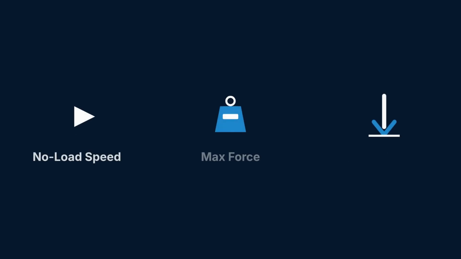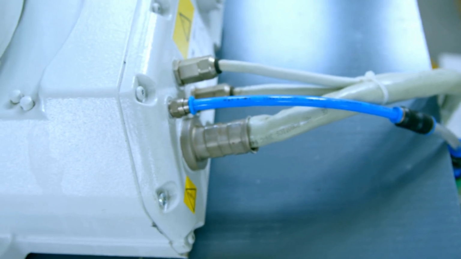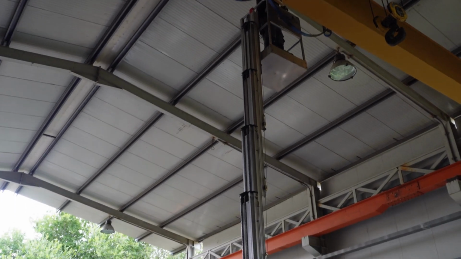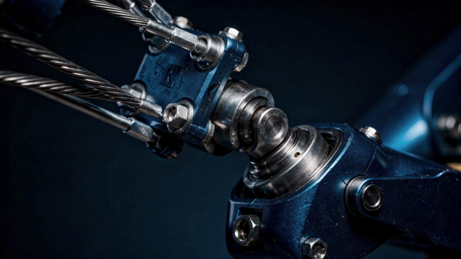The calculator has 3 input fields. First is no load speed in millimeters per second, where you enter your actuator's speed with no load applied. Second is max force rating in newtons, your actuator's maximum force capacity. Third is applied load in newtons, the actual load your actuator will carry.